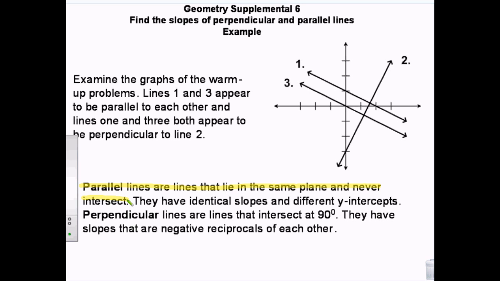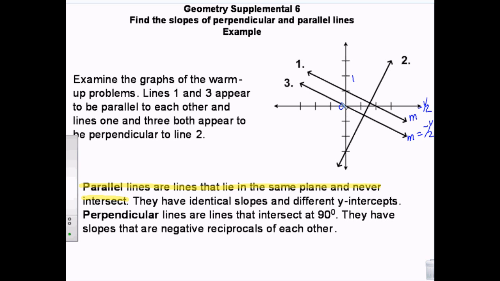So they have identical slopes. So if you looked at when we had our thing, our slope was -1/2 and -1/2. So they both had the same slope. Okay, different y-intercepts, 1 and 0.